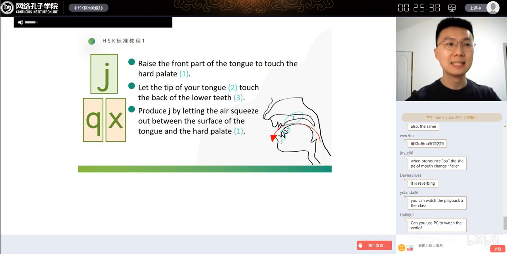Ji. And this qi, when we read qi, its pronunciation is the same as ji, but it blocks the airflow in the mouth first, and then releases the block. Qi. Unlike ji and qi, when we read xi, the airflow is not blocked at all. Xi.